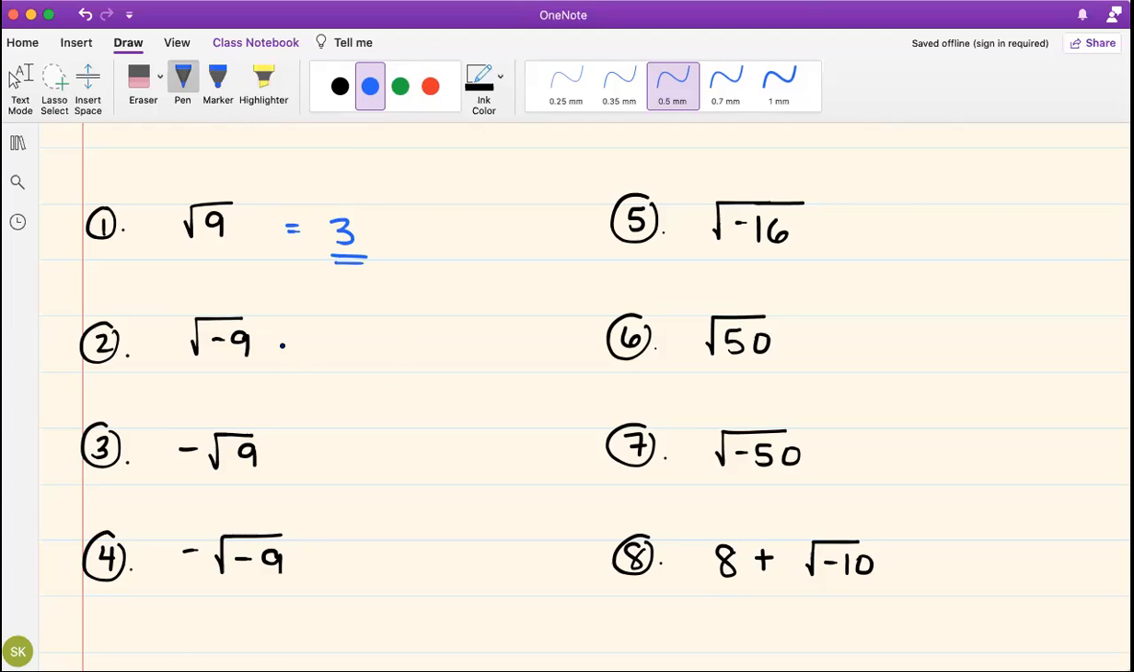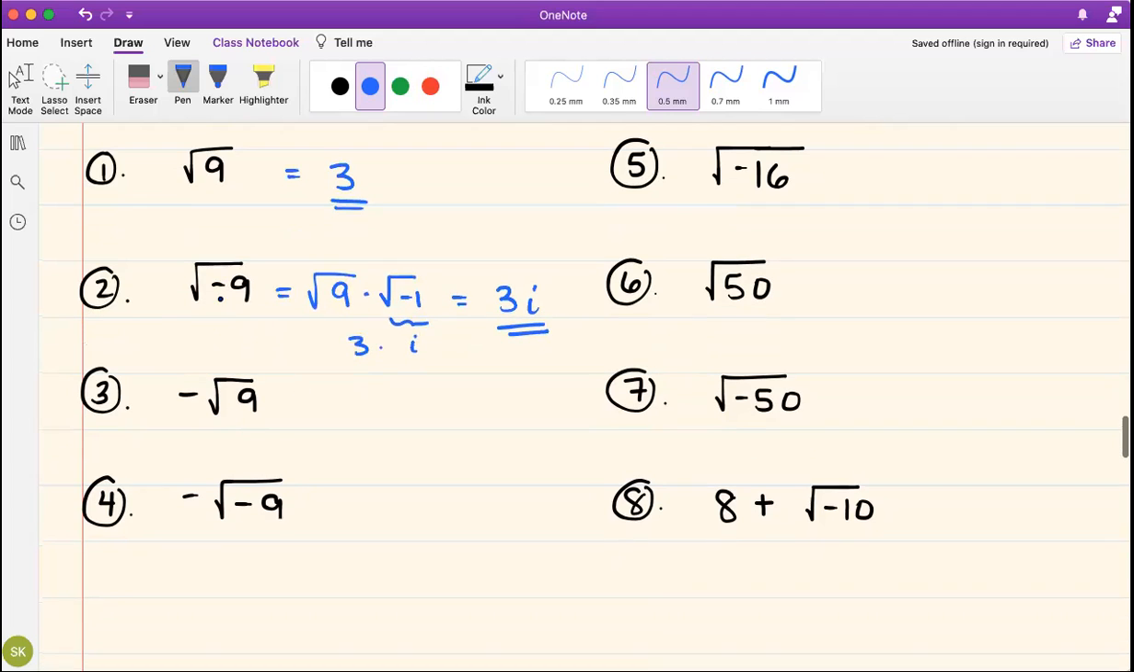What is the square root of negative 9? Well, this is equal to the square root of 9 times the square root of negative 1. We can break a square root like this. So this is just 3 times the square root of negative 1, which we're saying is i. So this is 3 times i, or just 3i, like that.